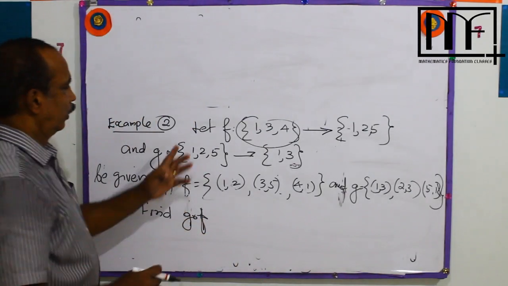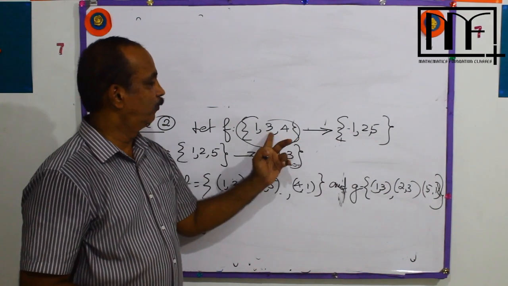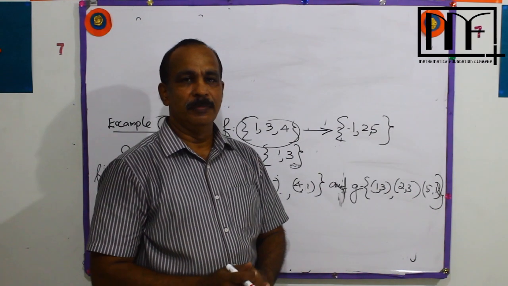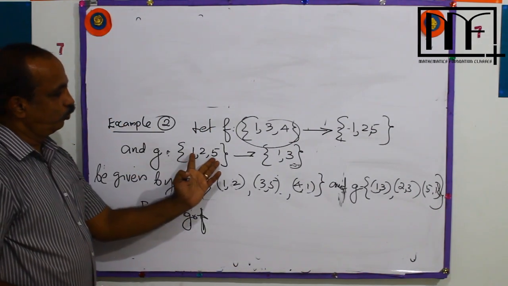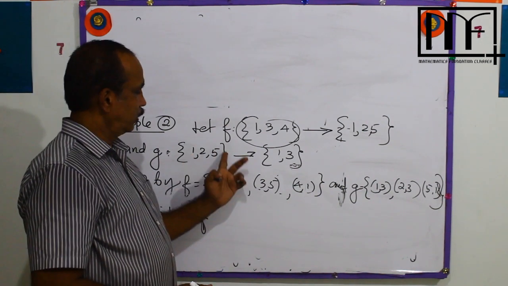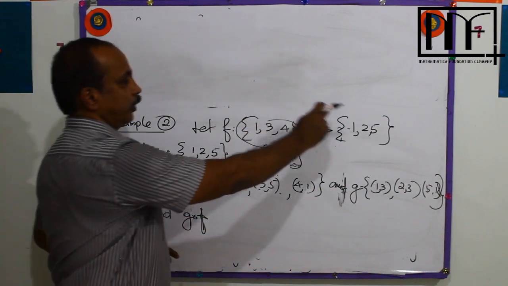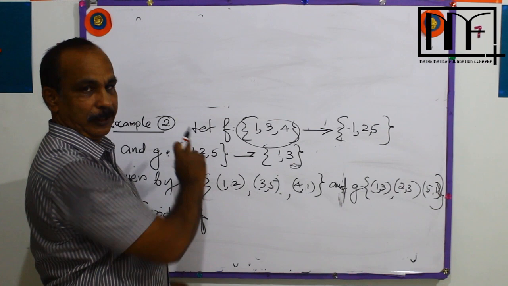Example 2. Let f be a function from {1, 3, 4} to {1, 2, 5}. 1, 3, 4 are elements in the domain set, and 1, 2, 5 are elements in the range. And g is another function with 1, 2, 5 in the domain set and 1, 3 in the range set. Here we can see that the range of f is the same as the domain of g.